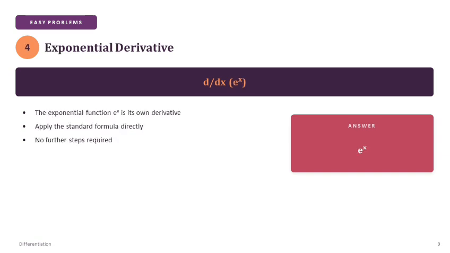This is the exponential derivative, d by dx of e^x. The exponential function e^x is its own derivative. Apply the standard formula directly. No further steps are required. Therefore, d by dx of e^x is equal to e^x.